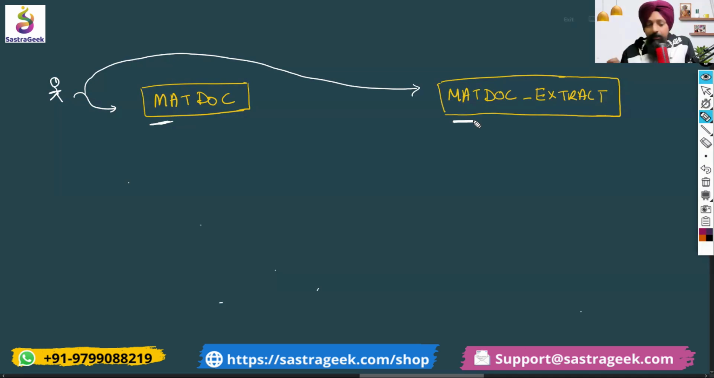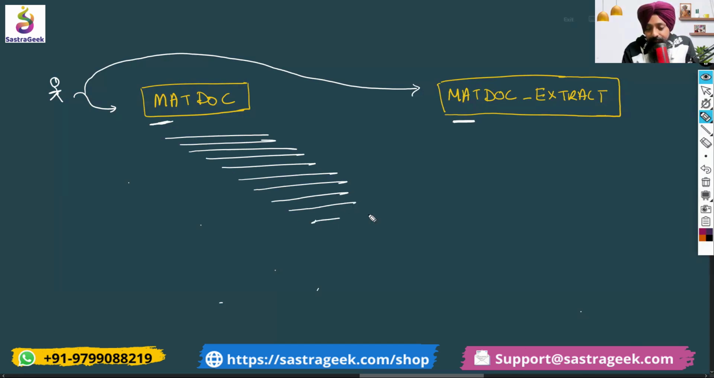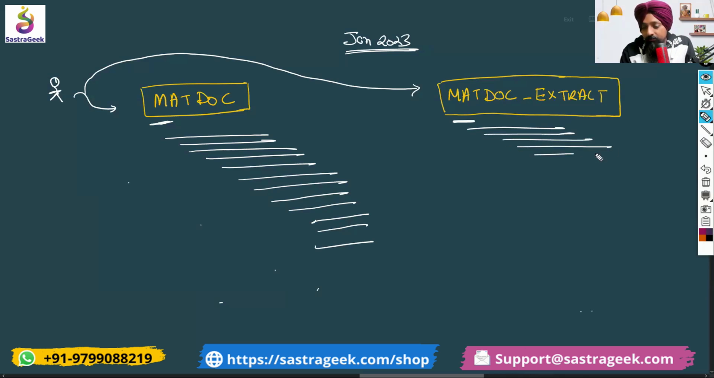The Matdoc table would have your source of truth data, which has all of the line items for the material documents. Similarly, if you have gone live in January 2023, you will see that the Matdoc and Matdoc extract tables are exactly similar. There is no difference at all.